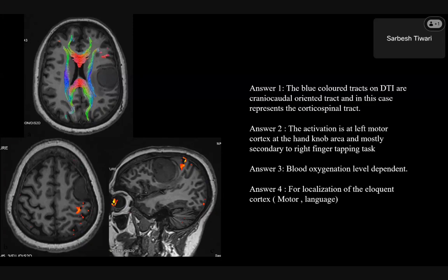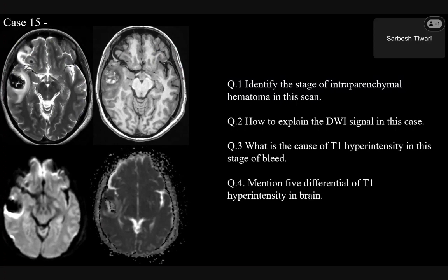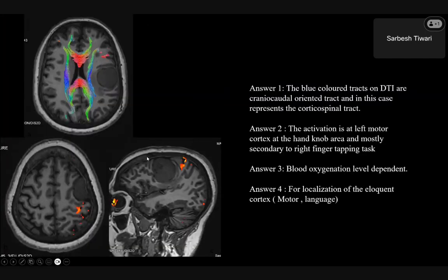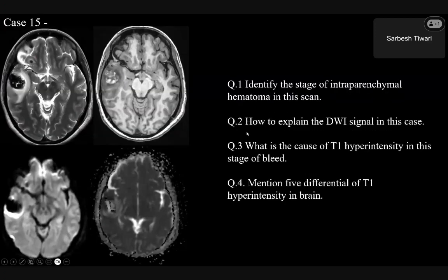I hope I have not confused you. This is a little bit of the physics thing. Hope you understand. What is the cause of T1 hyperintensity? Methemoglobin, excellent. Now give me 5 different diagnoses of T1 hyperintensity in brain. Protein, fat, melanin, blood. Okay, one more. Gadolinium, cholesterol, excellent. Mucin, very good. I am actually impressed.